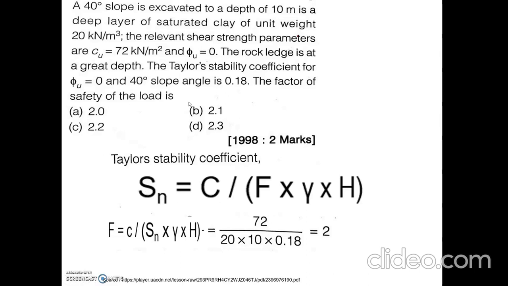Here C value is 72 kN per square meter. So substitute here the value of C. And Sn is the stability number. Stability number for phi equal to 0 and beta equal to 40 degree is given as 0.18. So substitute Sn equal to 0.18. Then gamma is the unit weight of the soil which is given as 20 kN per cubic meter. So gamma is 20 and height of the slope, that is H, is equal to 10 meter, which is given in the problem. So after we substitute all the values, we get factor of safety F equal to 2.